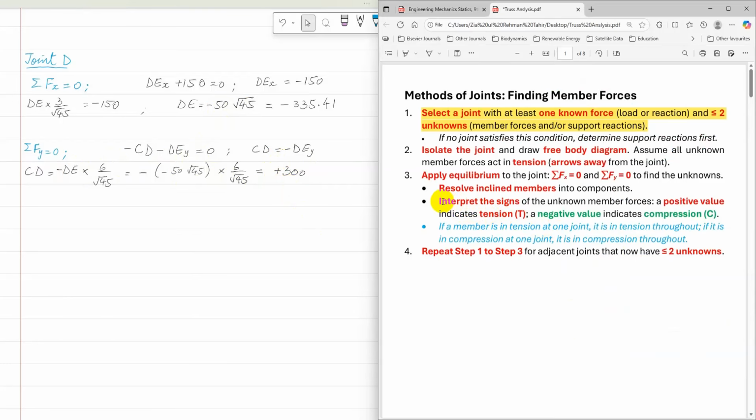For interpretation of the signs, a positive value indicates tension and a negative value indicates compression. So the answers are DE 335.41 pounds in compression and CD 300 pounds in tension.